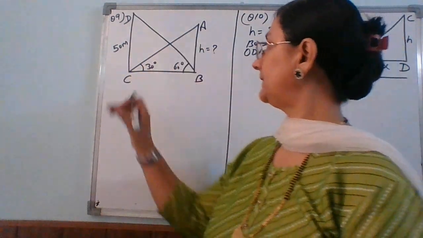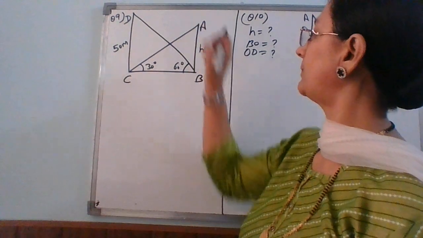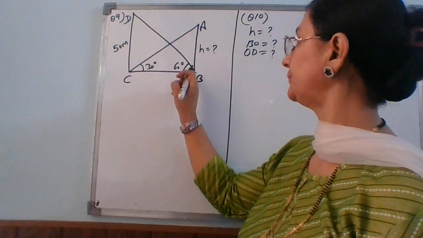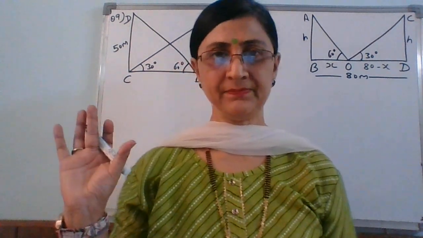So the angle which is made from the foot of the tower to the top of the building is 30 degrees, and from the foot of the building to the top of the tower, that is 60 degrees. So this is the figure.